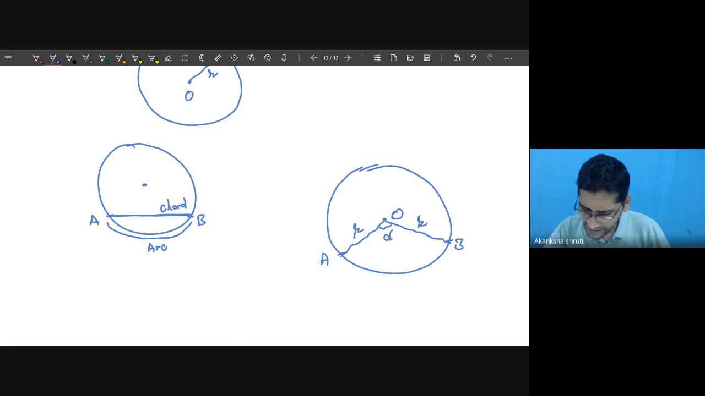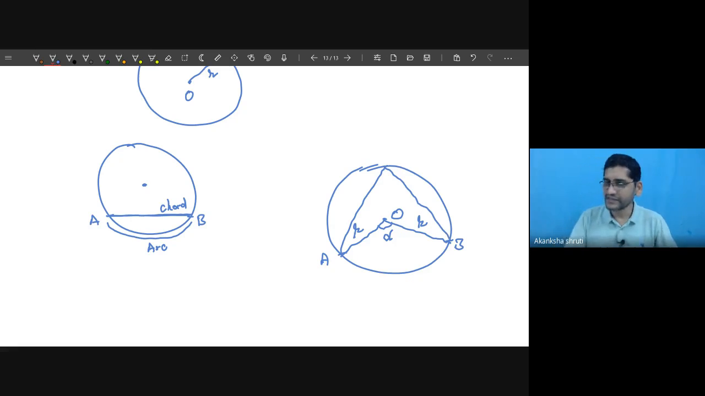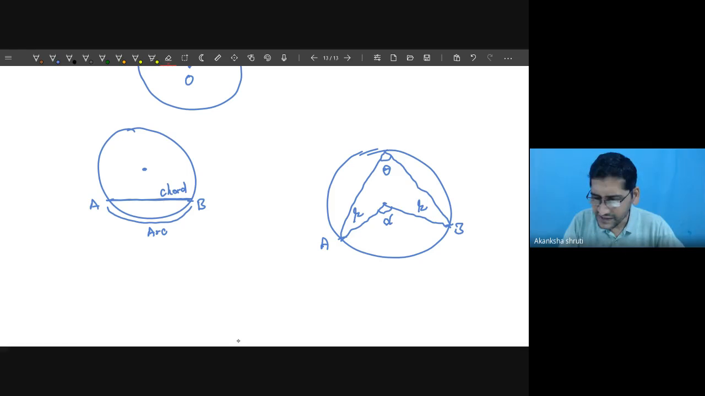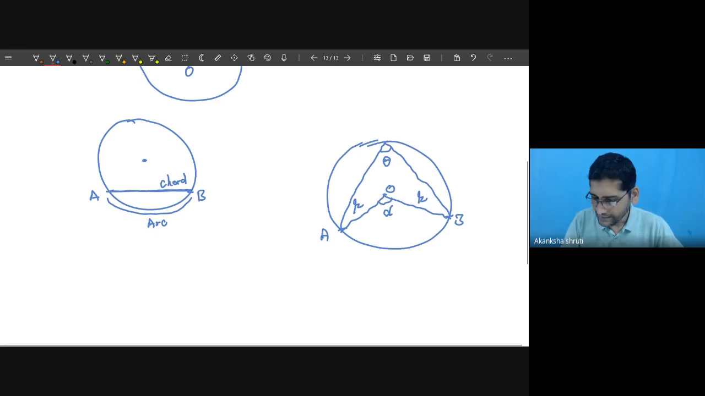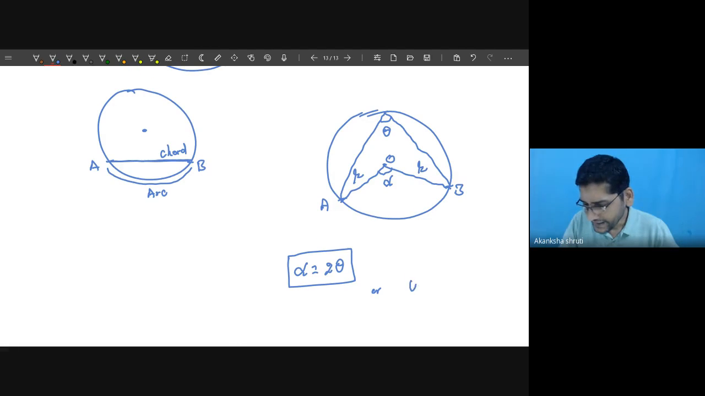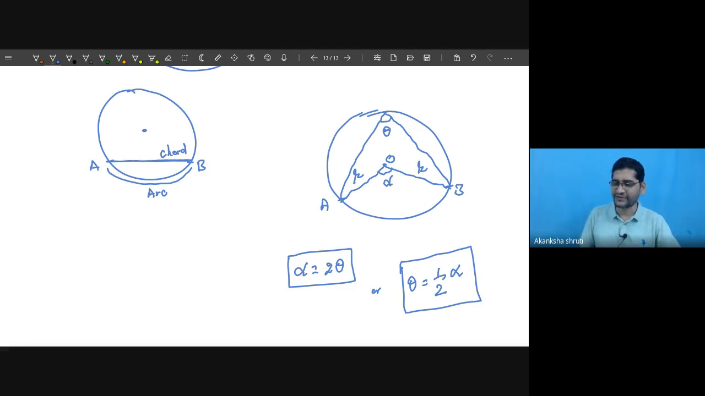We can also take any point on the circumference on the side of the center. This is making an angle theta. Then it is found that alpha and theta are related to each other. Means the angle at center alpha is twice the angle at the circumference, or the angle at circumference is half of the angle at the center. This was a very important property that we have learned.